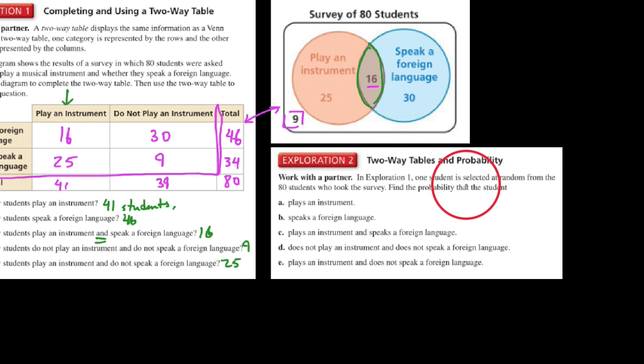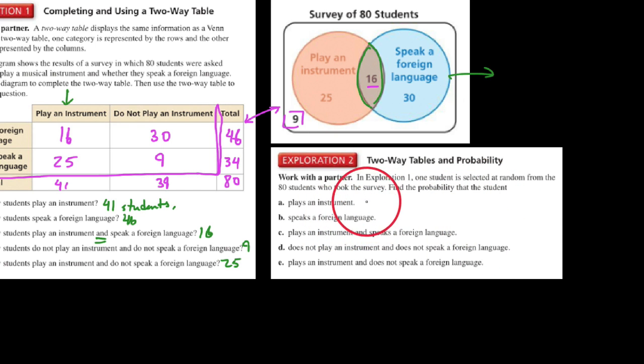When we look at the second part of this, we're going to look at how we could determine probabilities using these frequencies. So working with somebody here on your own, in exploration 1, it says one student is selected at random from the 80 students who took the survey. So we're just going to pull one person right out of the hat here, and we want to find the probability of these things occurring.